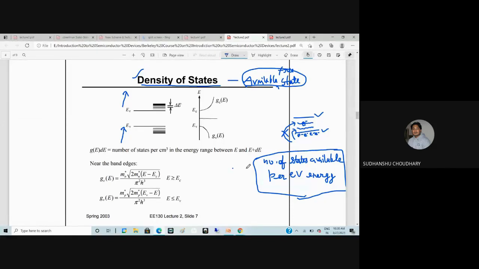Right? So for example, here, if I say the number of states per energy level in silicon, it is somewhere around 100 states per eV in silicon. So this is the available number of states per eV in silicon. In silicon, the density of states, or the number of states which are available, is 100 states per electron volt.